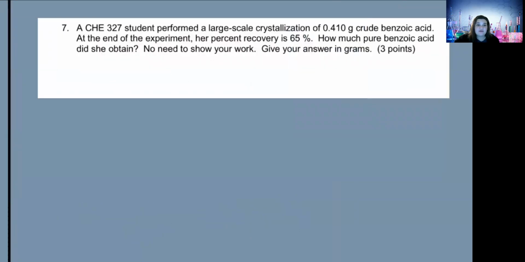A Chem 327 student performed a large-scale crystallization of 0.410 grams of crude benzoic acid. At the end of the experiment, the percent recovery is 65%. How much pure benzoic acid did she obtain? No need to show your work. Give your answer in grams. So go ahead, try this one out, and then we'll run through it together.